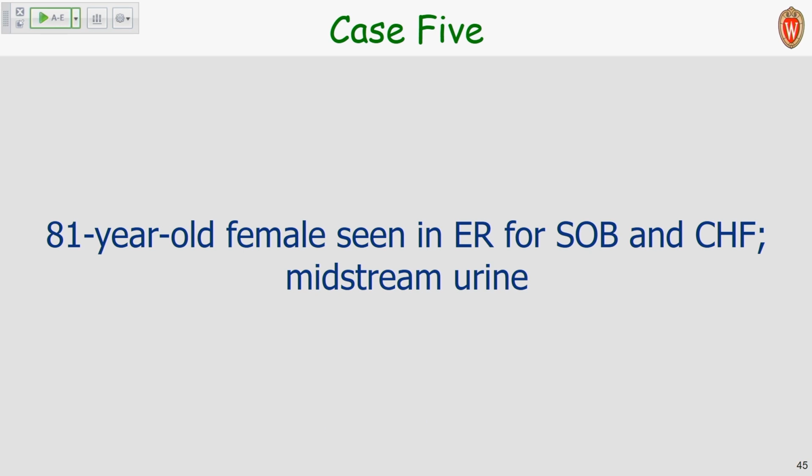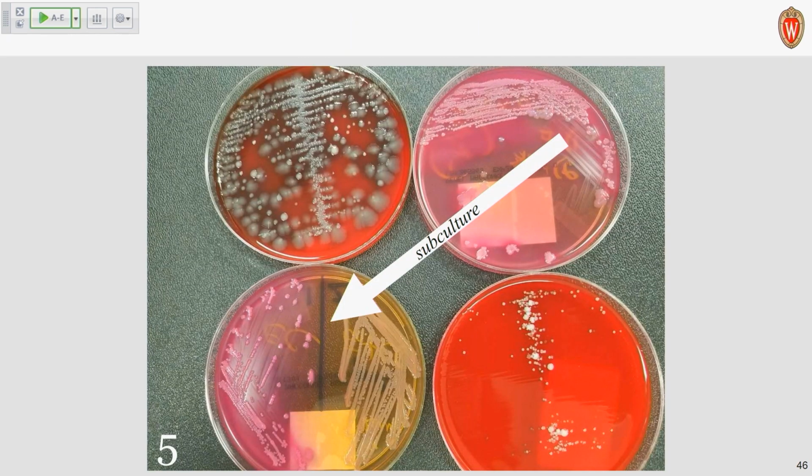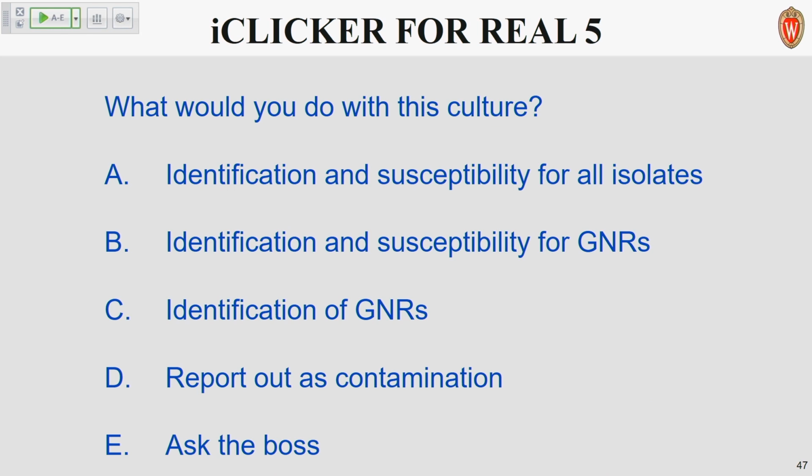All right, next case. 81-year-old female, seen in the ER for shortness of breath, congestive heart failure, midstream urine. So here's our plates. You'll see from that arrow there that the MacConkey's plate was subcultured to the one that's split down the middle. So you have the 2 MacConkey's plates, the blood agar on the top left, your CNA down at the bottom. A lot going on. What'd you do with that culture? ID susceptibility of everything, ID susceptibility gram-negative rods, ID of your negative rods, contamination, ask for help.